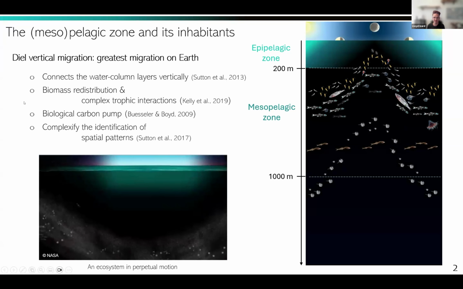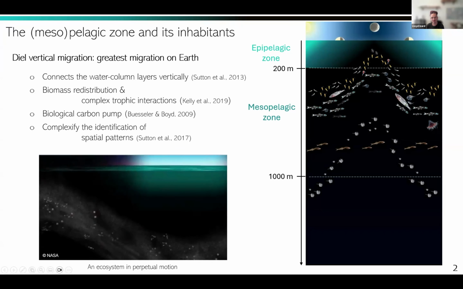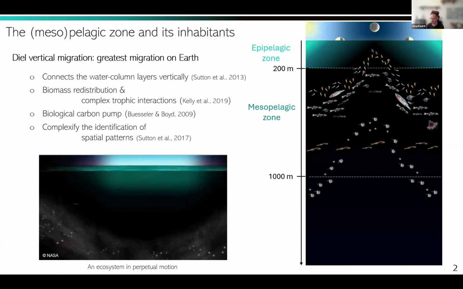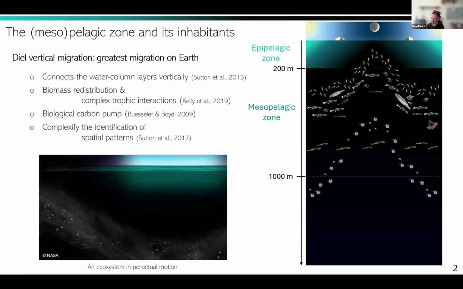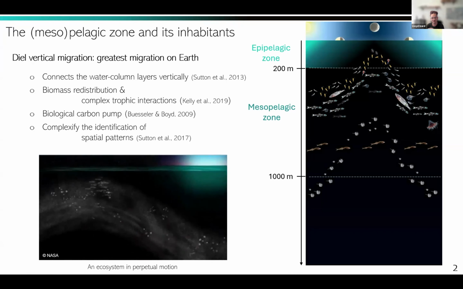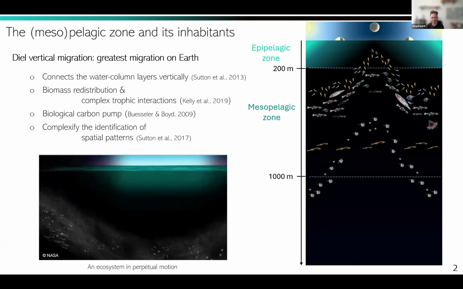So we really need to see these deep ecosystems as ecosystems in perpetual motion, as you can see here on this image from NASA. But this perpetual motion of the system actually complexifies the identification of spatial patterns, even at a global scale.